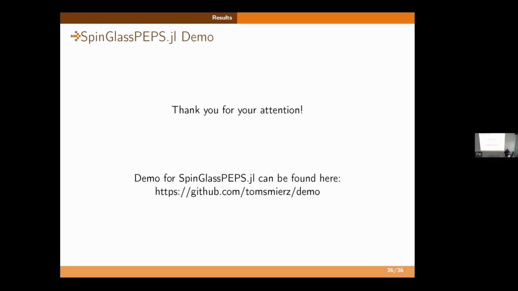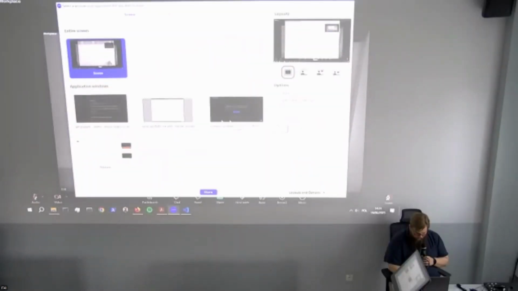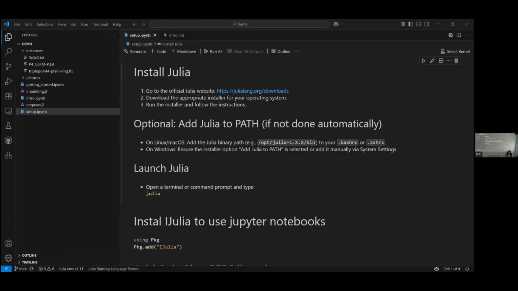Okay, so now I will stop sharing, and I will share a new one, the demo. So first of all, the software was written in Julia. So to even run this demo, we have to install Julia. And here is the instruction on how to do it. You go to the Julia downloads site and install the appropriate installer for your operating system. Julia supports Windows, Linux, and Macintosh. We can add Julia to the path variable. This is optional. And how to launch Julia? Generally, it is quite easy.